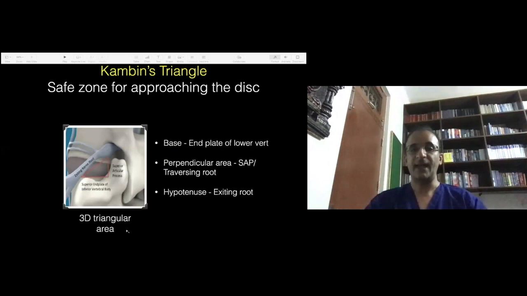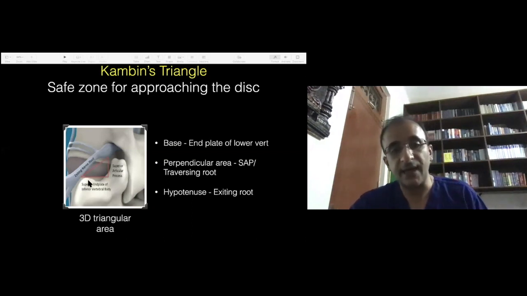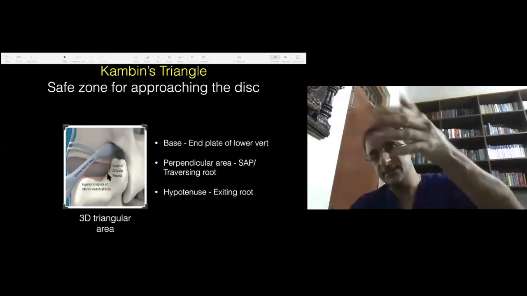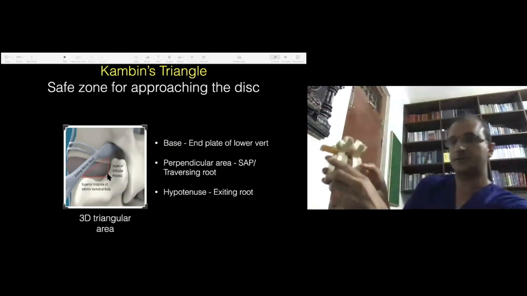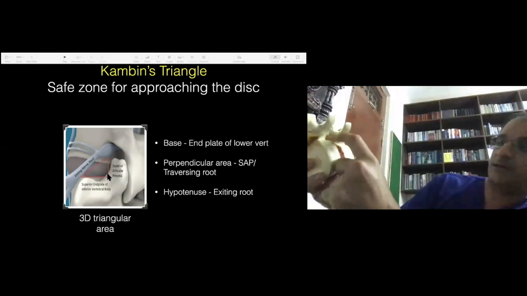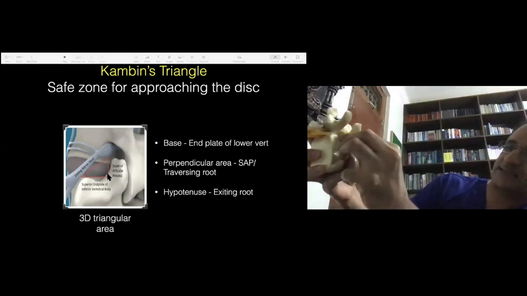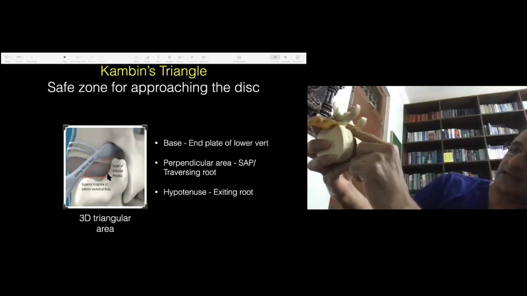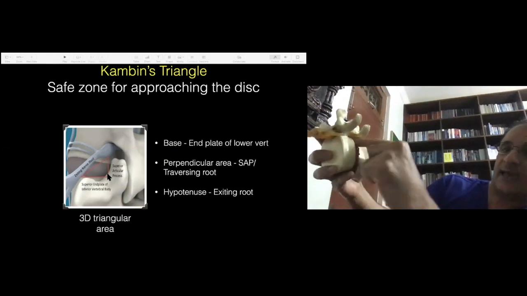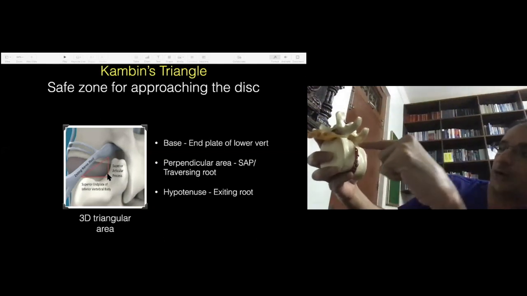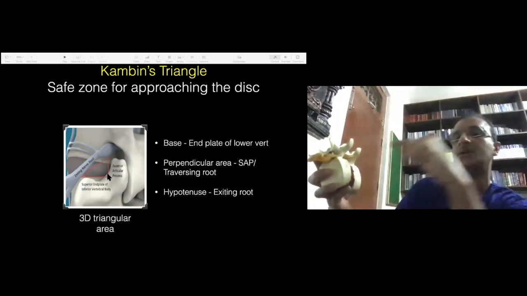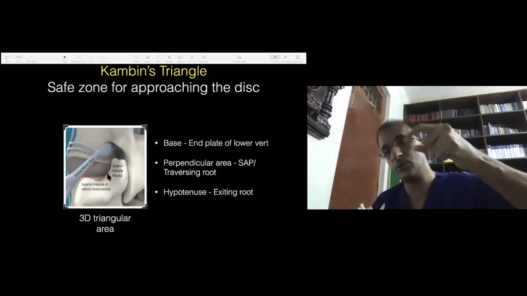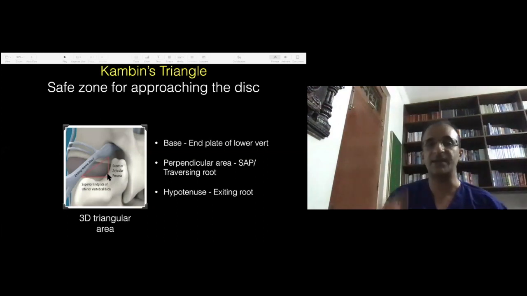So that means as you go inside, on top, I'll show it to you here. If you see here, this is the exiting root. This is the articular facet here. And when you're going in, up to the theca or the traversing root, that whole area is a triangular area. That is the safe area.